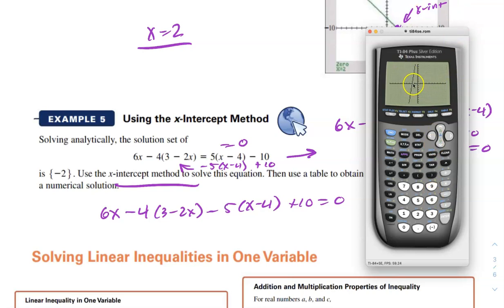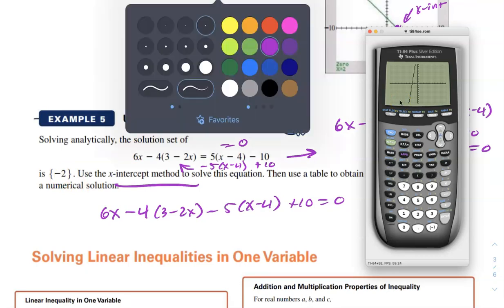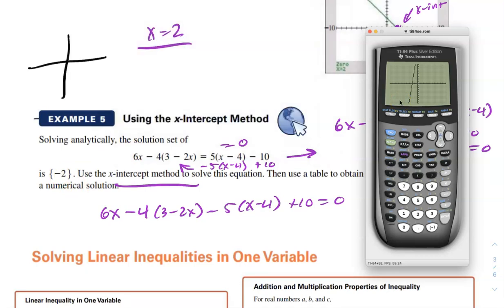So there's my 0. There's my x-intercept. That's my solution. Now again, I already know it's -2, but they want to show it. So how do we do it on a calculator? To show you how we do the x-intercept method, we graph it. So there's my graph. That's a little different than finding the intersection.